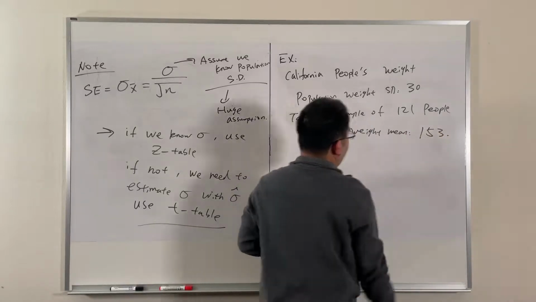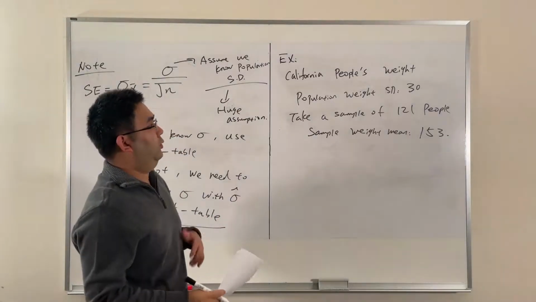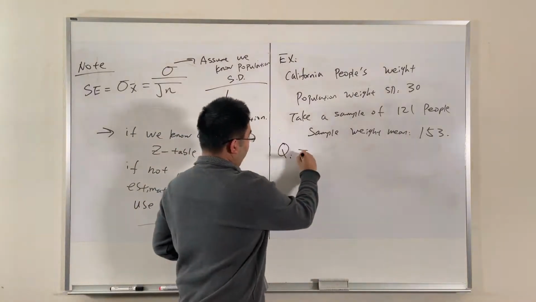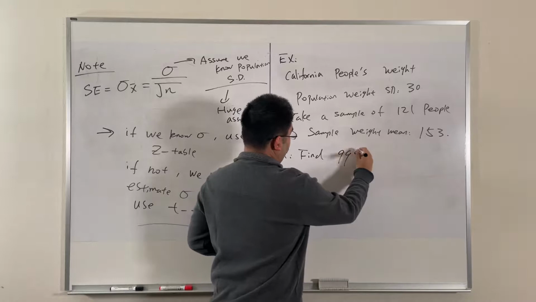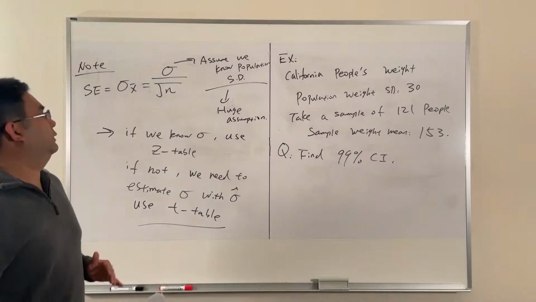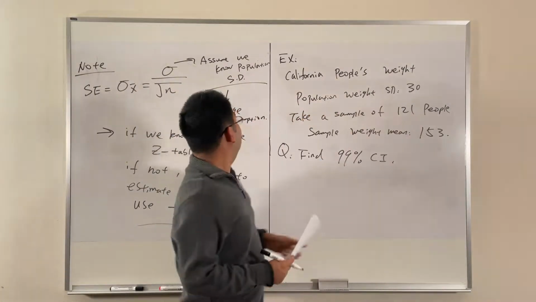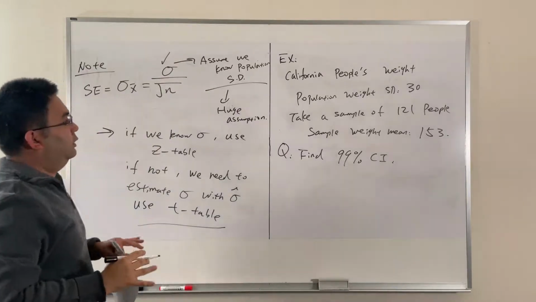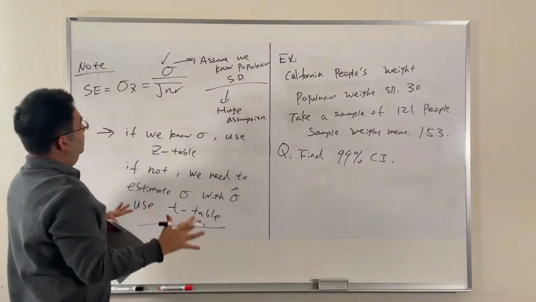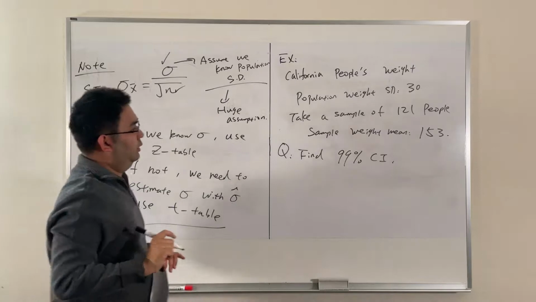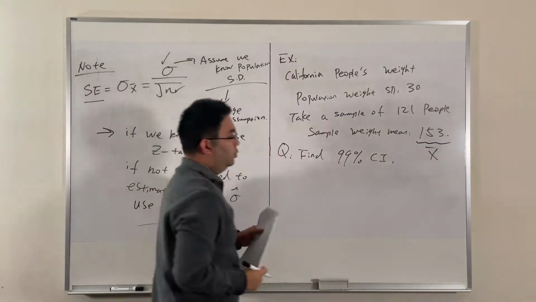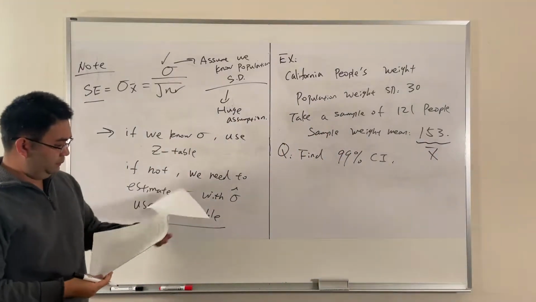And then what we have to do is find a 99% confidence interval. So let's see what information we have. We know the population weight standard deviation, so we know this value. And then we take a sample of 121 people, so we also know n, which means that we are able to find the standard error. We also know 153, which is our x bar, so we're ready to construct our confidence interval.